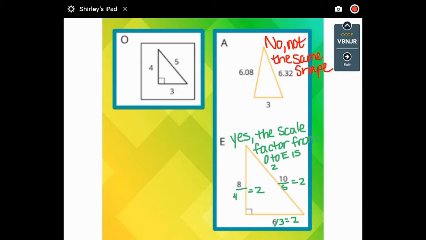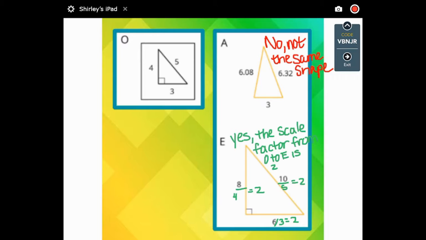Triangle E is my scaled copy, and a lot of you picked that, but we didn't have this language yet about explaining why. So a lot of us could tell that my original got multiplied by 2 to create triangle E, okay? That multiplier that I'm finding, that's what we're calling a scale factor. So that's our second vocab word for the day. We find the scale factor by dividing corresponding parts.